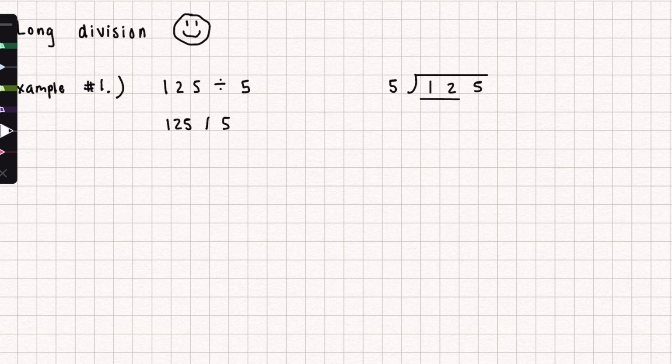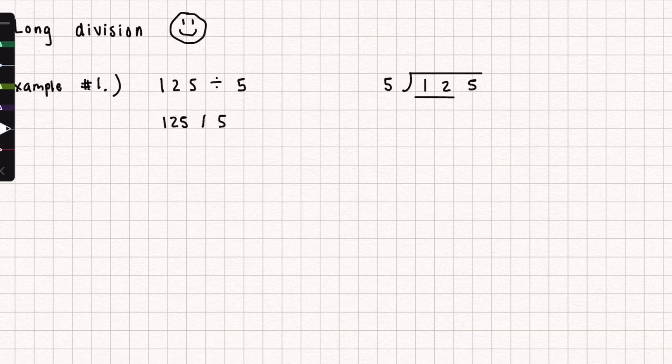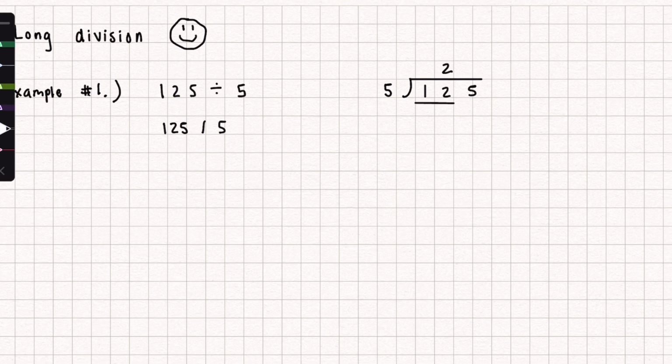If just looking at the first digit isn't going to help us, we move further right. So we are going to move 1 space to the right, and we get 12. So how many 5s go into 12? Well, 2 5s is 10, and 3 5s is 15. So only 2 5s can fit into 12. So we're going to write that down. So up here, we're going to write that 2 5s could basically go into 12.